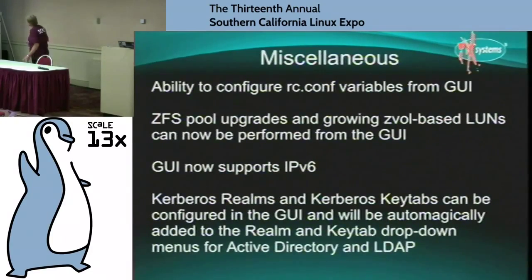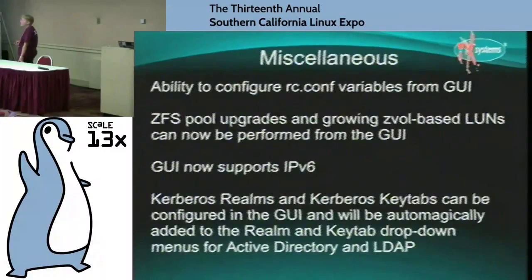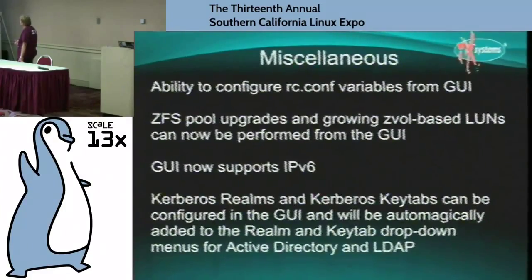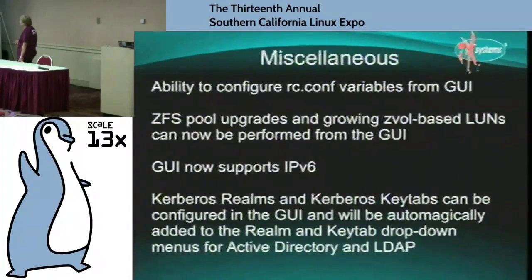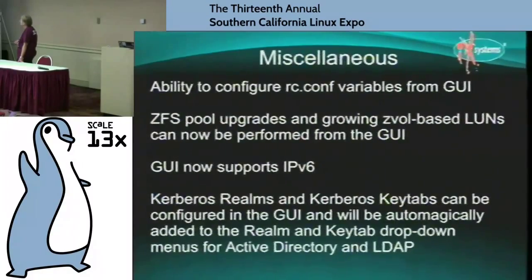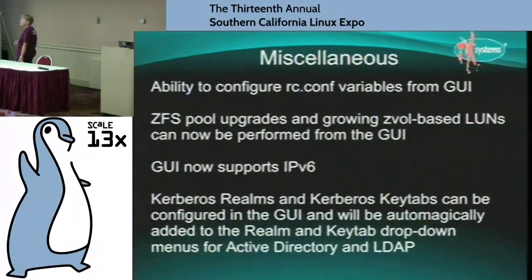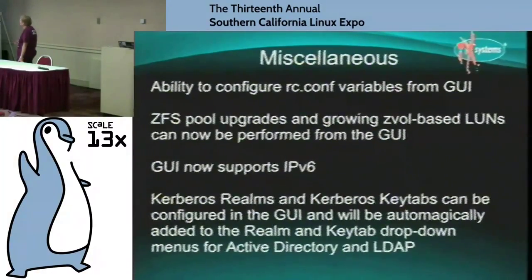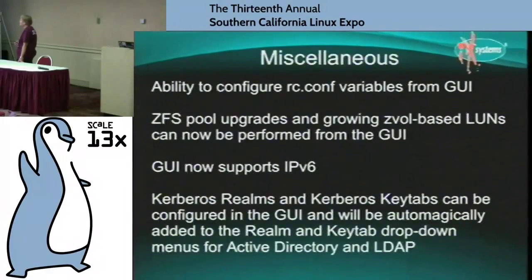In previous versions, you couldn't set any rc.conf variables, which could be very limiting. So this you can now do in the tunable section. In previous versions, you had to upgrade your pool from the command line. You can now do this right from the GUI. And in previous versions, you had to grow your iSCSI LUNs from the command line. Now, if there's zvols, you can just do that right from the zvol screen. Just bump up the number, and it automatically grows to the new size.